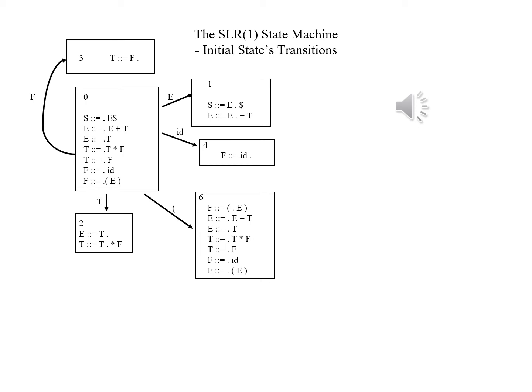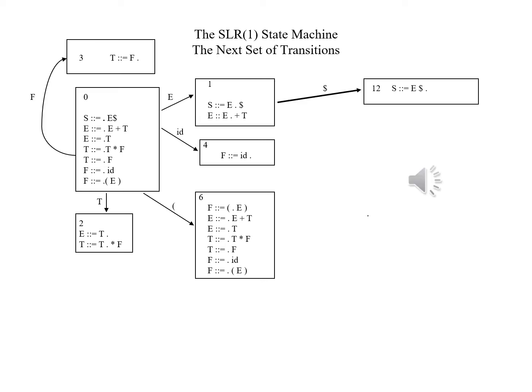You can see at the bottom we have F derives dot open parenthesis E close parenthesis, which looks a lot like the item we have at the top, but they are not the same, nor do they represent the same thing. The one at the top means we've gotten past an open parenthesis. The second one at the bottom tells us that having gotten through one open parenthesis, we now have another.